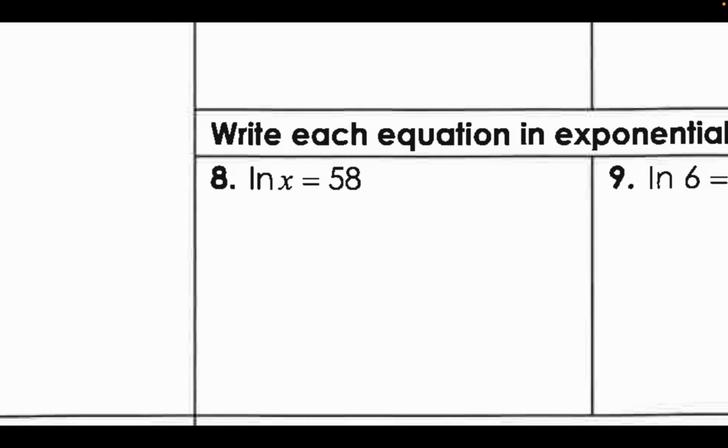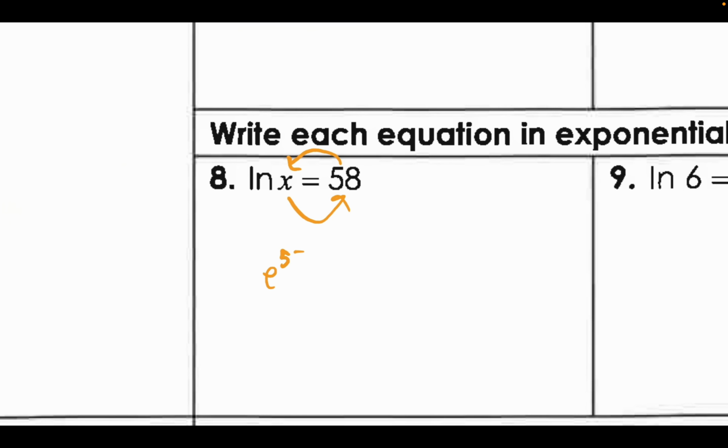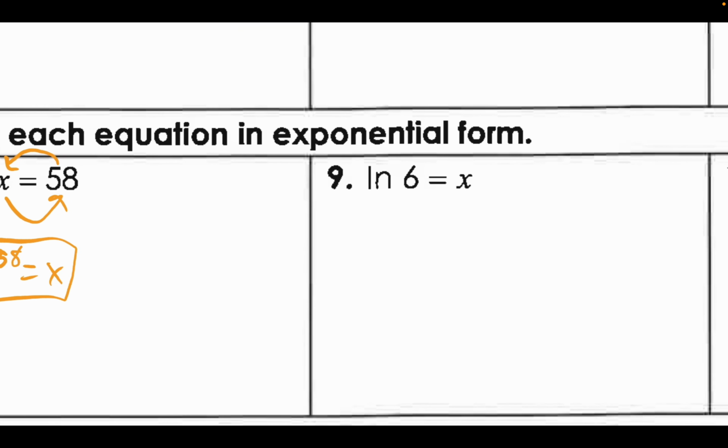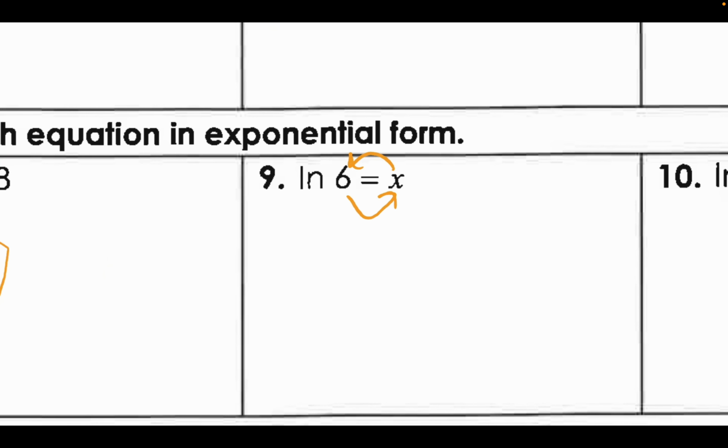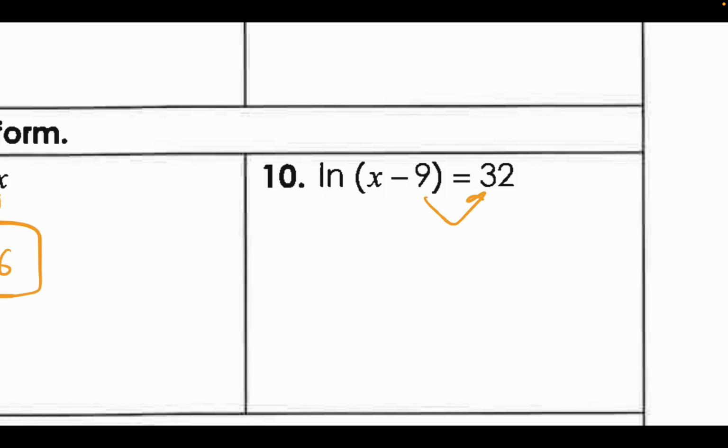Now on number 8, we're going to go the other way. So we spiral. Natural log was log base e. It's going to be e to the power of 58 equals x. Number 9, spiral. I see our base is secretly e because it's natural log, which means log base e. So e to the power of x equals 6. Number 10, spiral. Everything that's in the parentheses is telling us the whole thing's part of the natural log. Natural log means log base e. So it's going to be e to the power of 32 equals x minus 9.